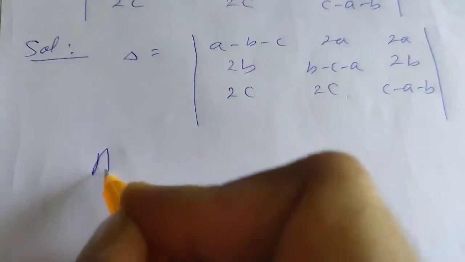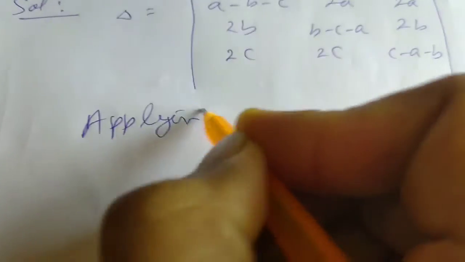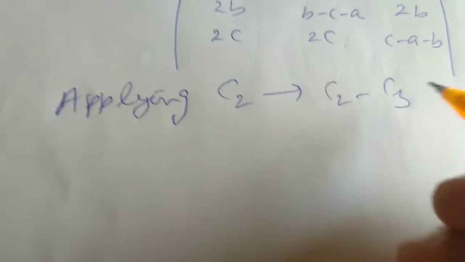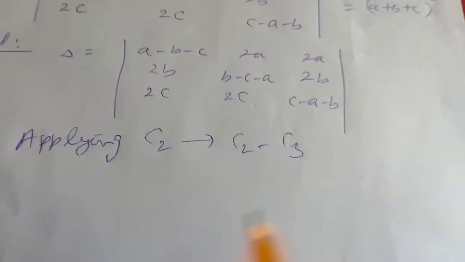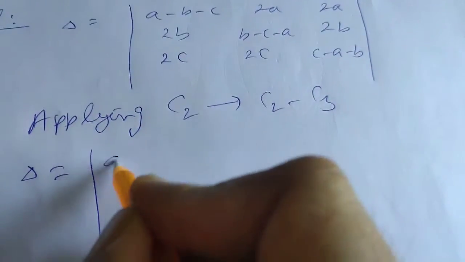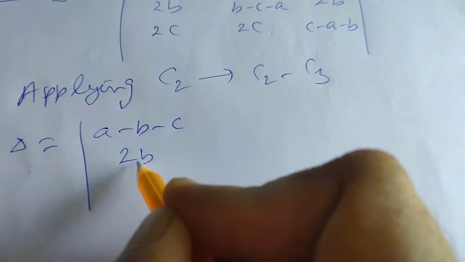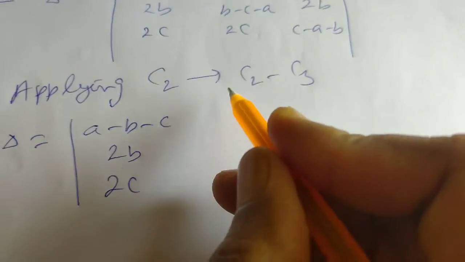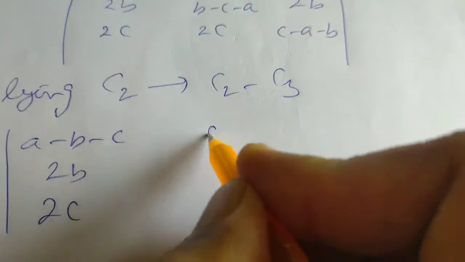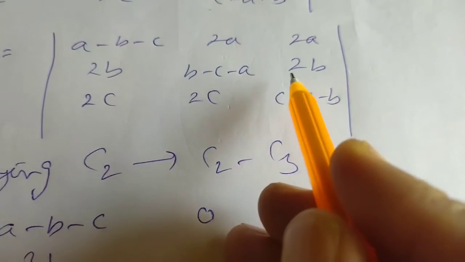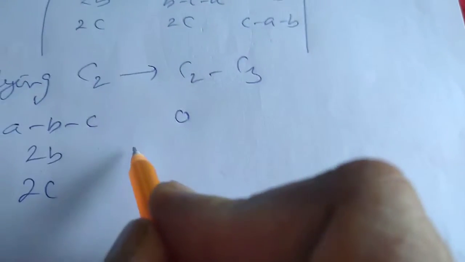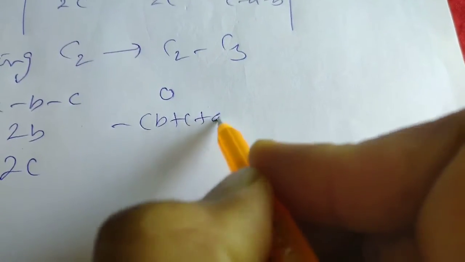Now here I am writing it, applying C2 becomes C2 minus C3, that is, from column 2 I am subtracting column 3. Column 1 remains intact. So delta equals, writing C1 as it is, a minus b minus c, 2b and 2c. Now from column 2 I am subtracting column 3. 2a minus 2a gives 0. b minus c minus a minus 2b. Remember that we are subtracting only 2b. So b minus 2b is minus b, and taking minus common, we get b plus c plus a.